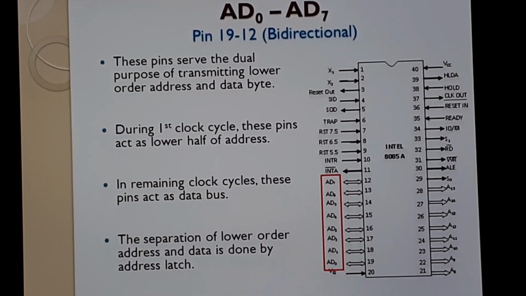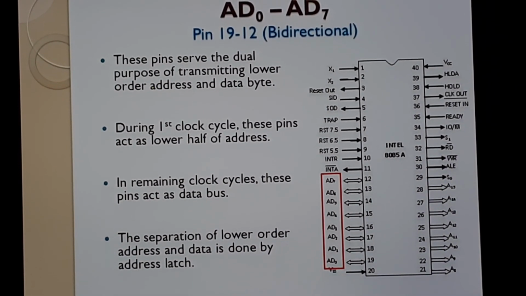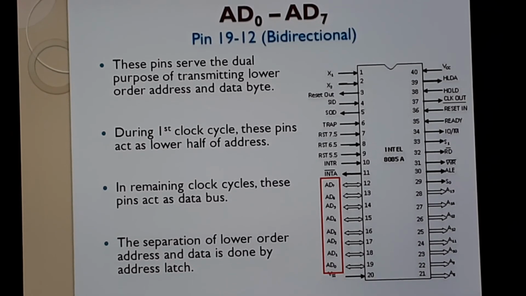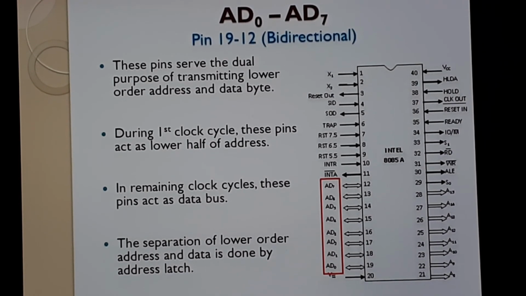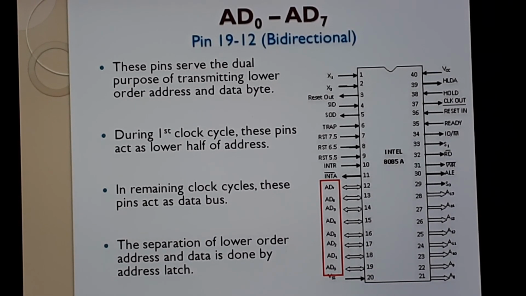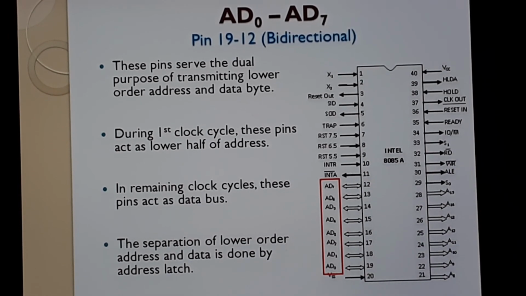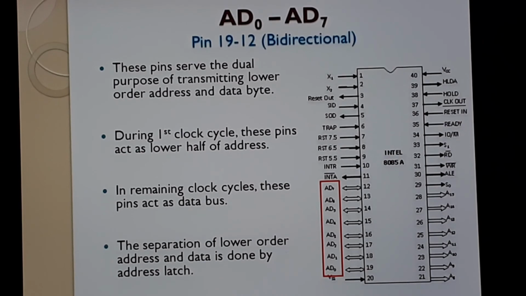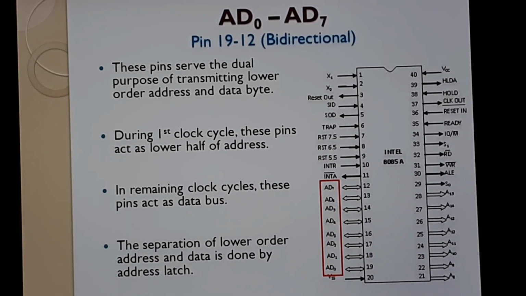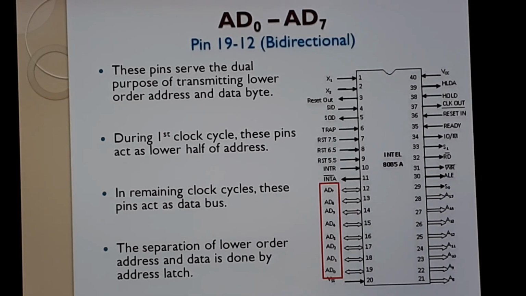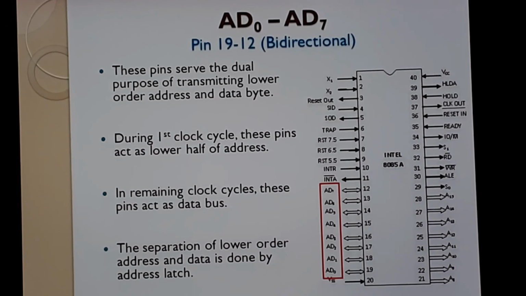During the first clock cycle of the machine cycle, these pins will work as the lower half of the address, and in the remaining clock cycles these pins will act as data bus. So during the first clock cycle it will work as address bus, and during the next clock cycle it will work as data bus. Hence it is said to be bidirectional. It will do both jobs, for data as well as address.